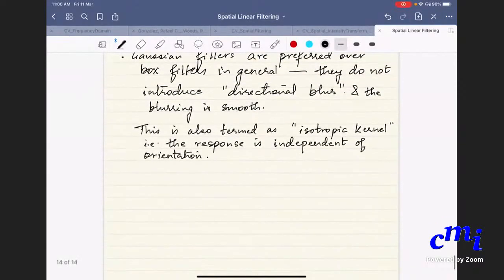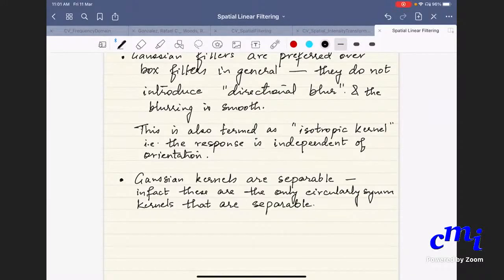Another important thing about Gaussian kernels is that Gaussian kernels are also separable. But box filters are also separable, right? So what is so great? It has been proved that Gaussian kernels are the only isotropic kernels, or only circularly symmetric kernels, that are also separable. And that makes Gaussian kernels very important.